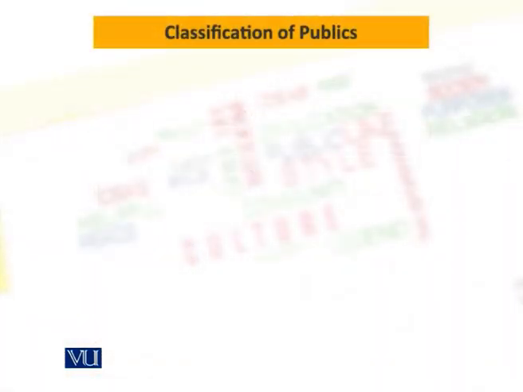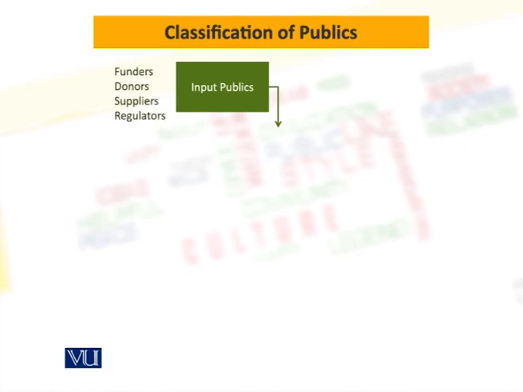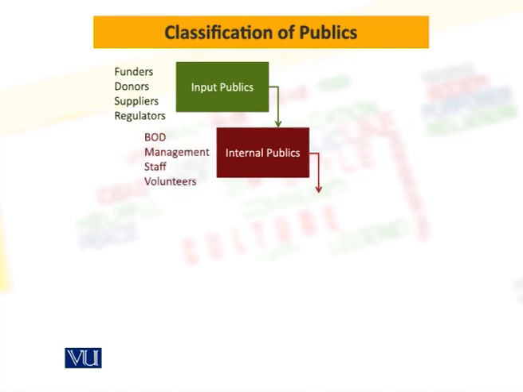As you can see from this presentation, the classification of the publics is done into input publics, which consist of funders, donors, suppliers, and regulators. Then we have internal publics that consist of the board of directors, the management staff, and volunteers. And the fact is that we have a pretty good understanding of all these publics. The only thing is we now have to put their roles into a proper perspective while we analyze the environment externally.